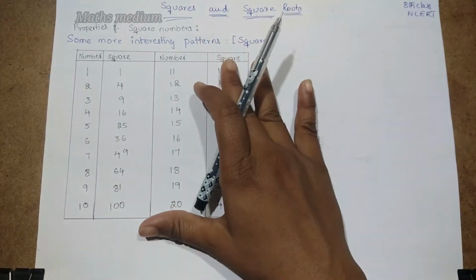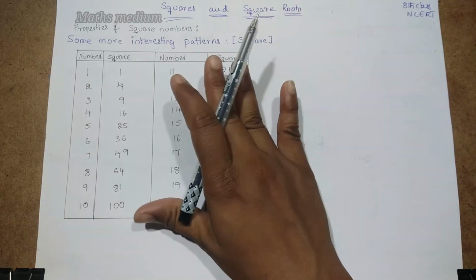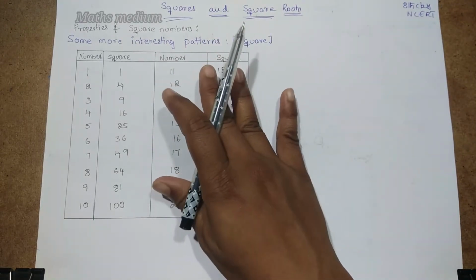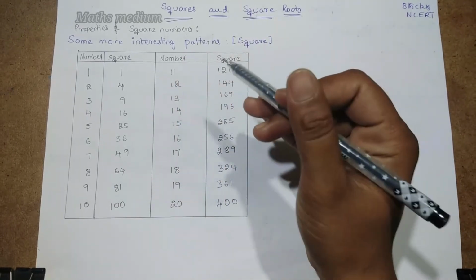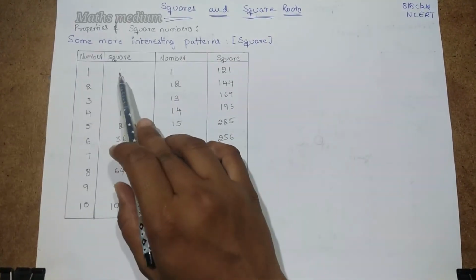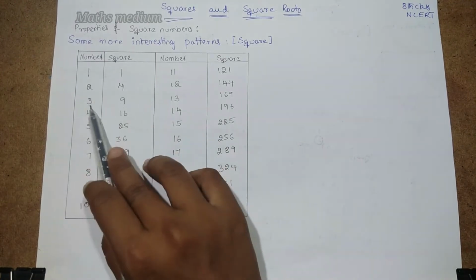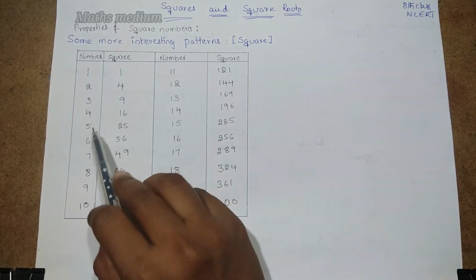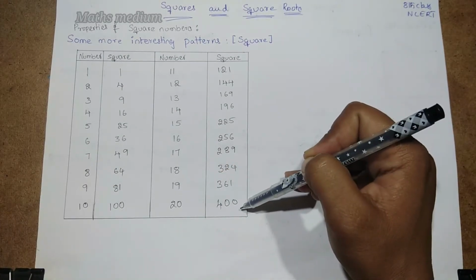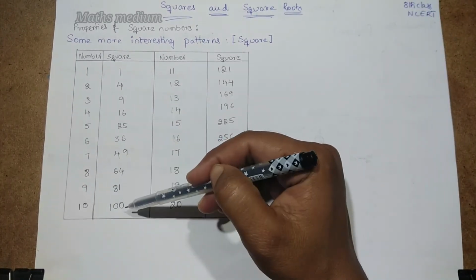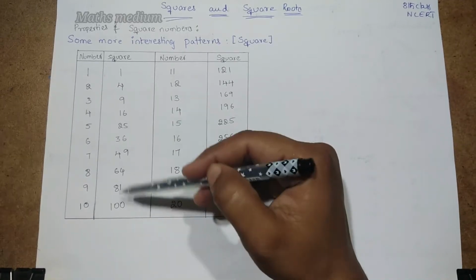We have to study this table and I will explain through this table how square numbers can be found easily by observing the given number. See here, 1 square is 1, 2 square is 4, 3 square is 9, 4 square is 16, 5 square is 25. Similarly, up to 20 we have 400. If you check the unit digit place, it means the ones place.